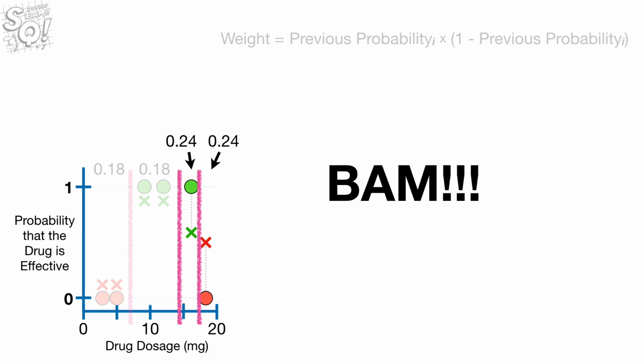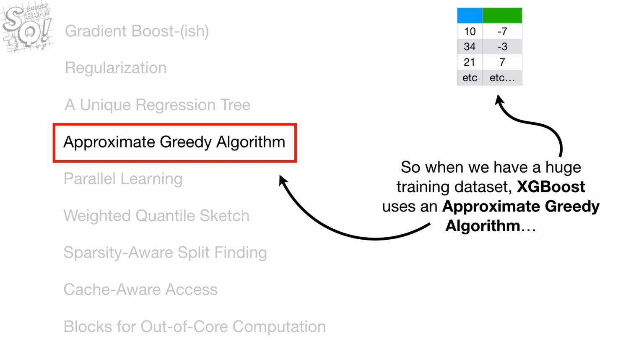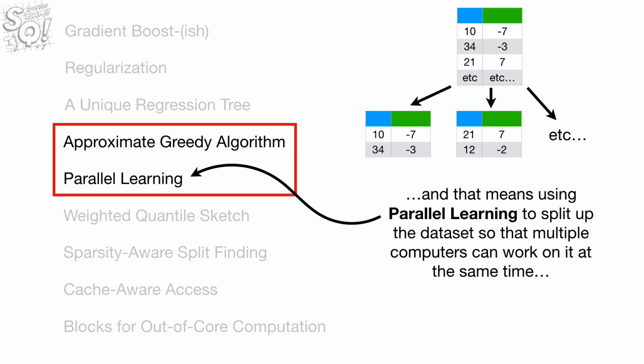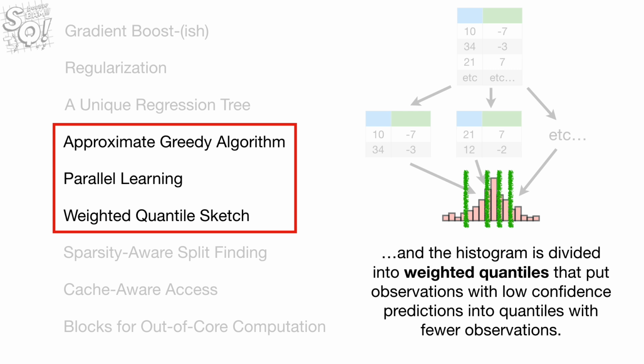Bam! So, when we have a huge training dataset, XGBoost uses an approximate greedy algorithm. And that means using parallel learning to split up the dataset so that multiple computers can work on it at the same time. And a weighted quantile sketch merges the data into an approximate histogram. And the histogram is divided into weighted quantiles that put observations with low confidence predictions into quantiles with fewer observations.